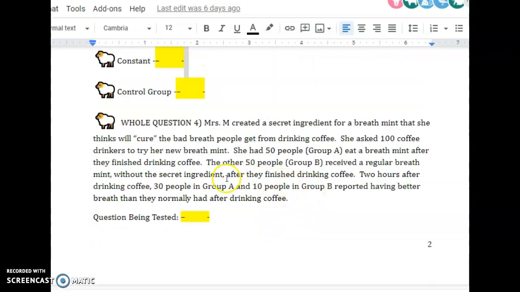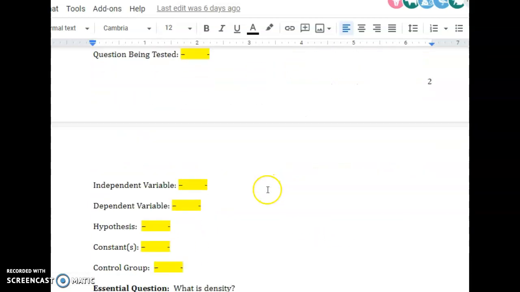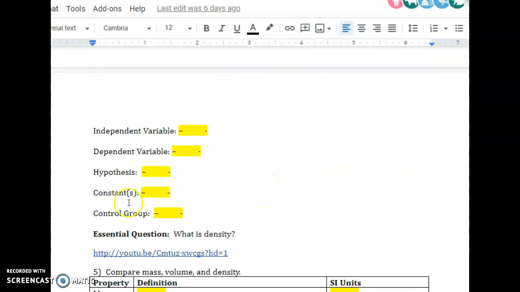Some constants, if you look through this, you can say they all drank coffee, each person got a new breath mint, and then they chose 100 coffee drinkers to do that. Everybody had bad breath in that case, so constants are things that stay the same.